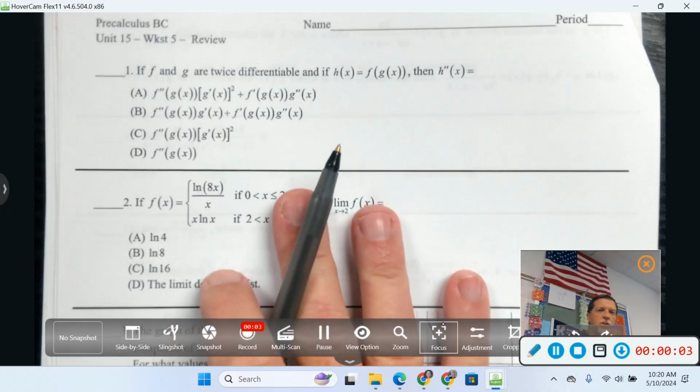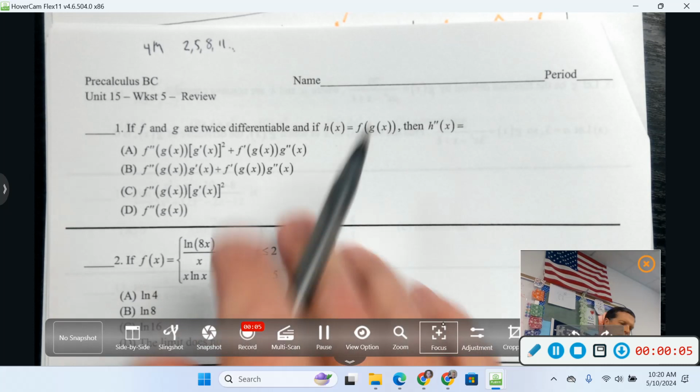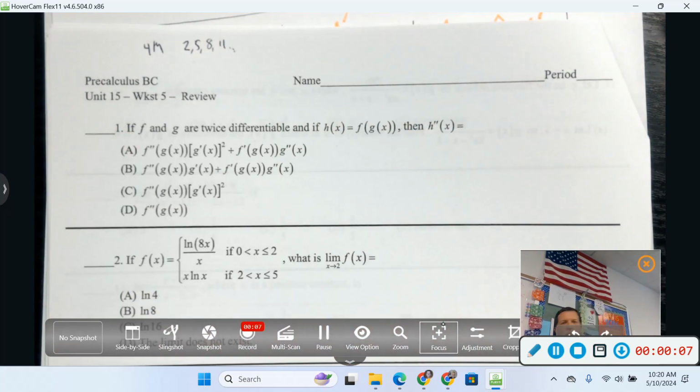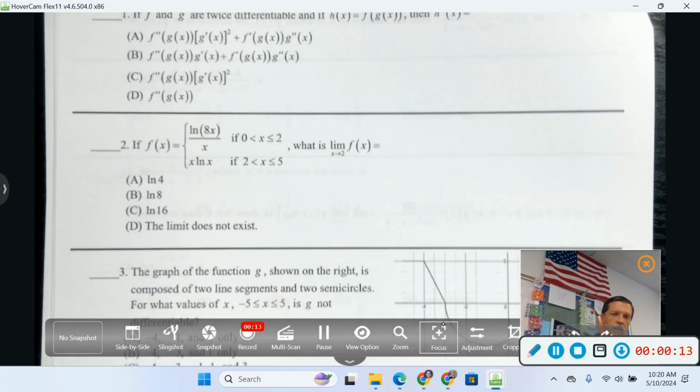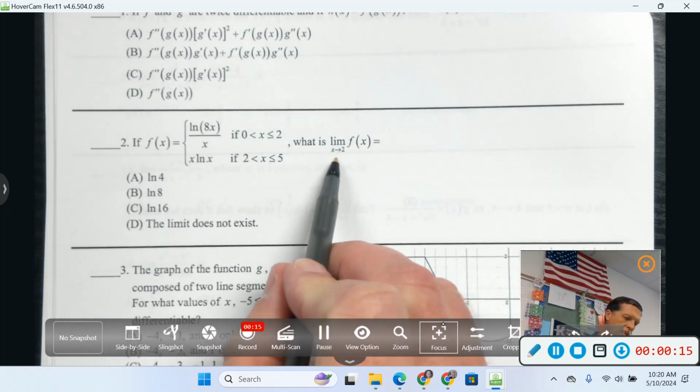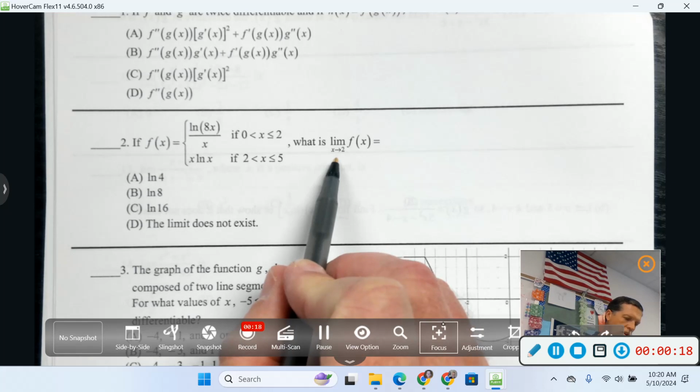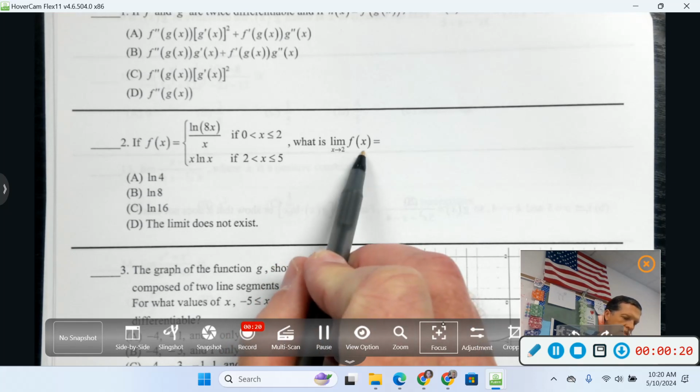Okay, welcome to video number 2, the second set of problems, 2, 5, 8, 11, etc., on the review worksheet. Number 2, what is the limit as x approaches 2 of f of x?